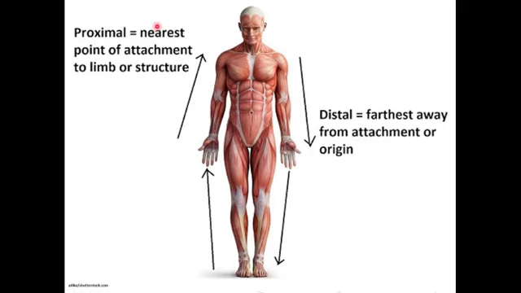Next we have proximal and distal. Proximal is the nearest point of attachment to a limb or structure. So let's say this joint is proximal to you, and this hand is distal to you. Distal means the farthest away from the attachment of origin. Proximal comes from the word proximity, like you're getting near. And distal shows up as dis or distance. So you're at a distance, so it's farthest away.